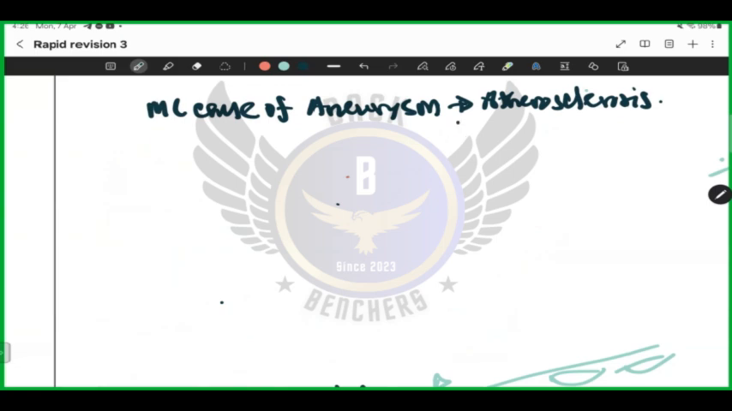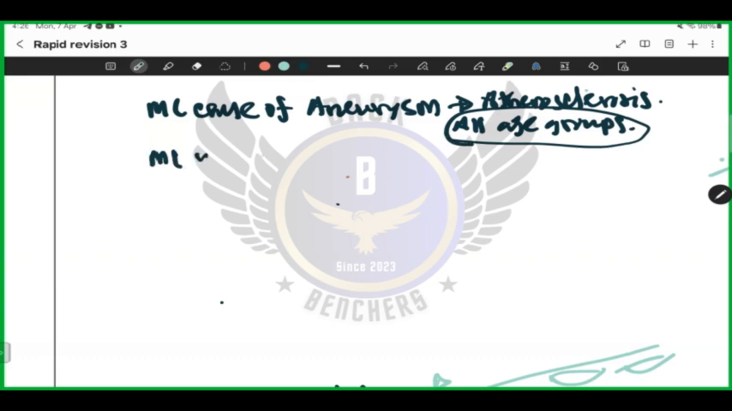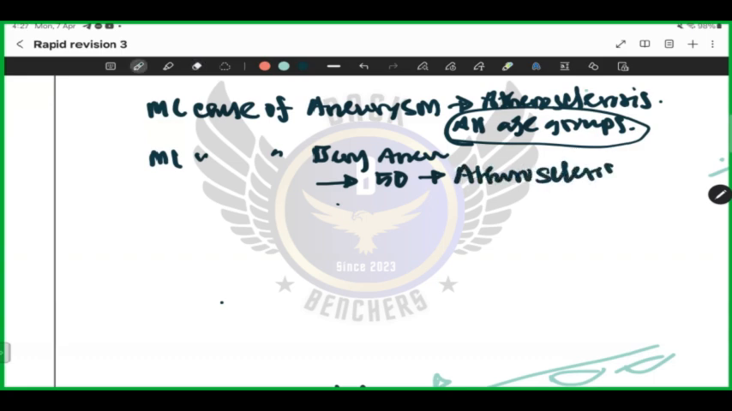Atherosclerosis, in all age groups. All age groups means overall. Most common cause of berry aneurysm. Check the age. If it's 50, then of course atherosclerosis. And if it's around 20, 30, of course, at this age, most common cause will be genetic. Remember it. Most common cause would be genetic.